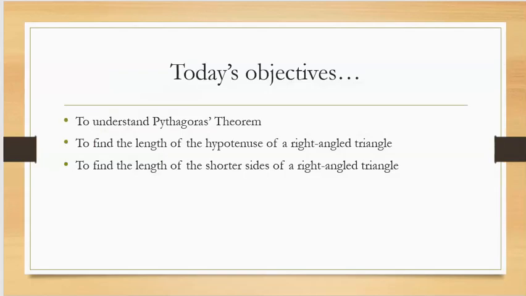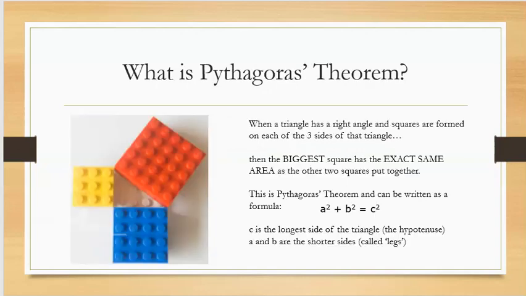We will be looking at Pythagoras in 2D, finding unknown lengths of right-angled triangles. So today's objectives are to understand Pythagoras' theorem, to find the length of the hypotenuse of a right-angled triangle, and to find the length of the shorter sides of a right-angled triangle. So what is Pythagoras' theorem?